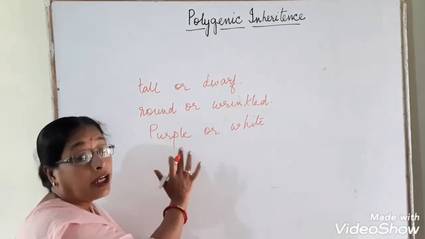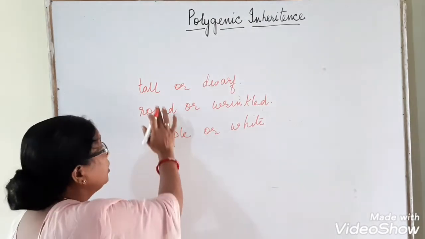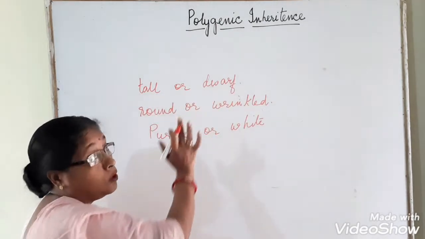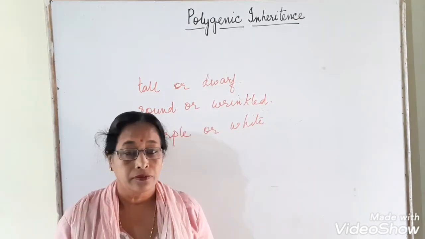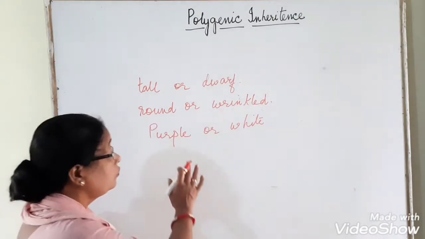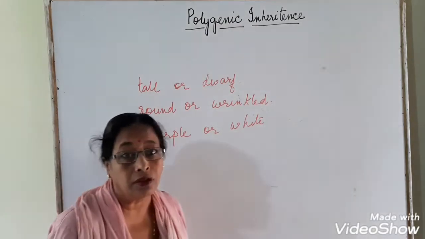He described them as extreme. One was tall, the other was dwarf. There was no intermediate height. So there was no graded variation.